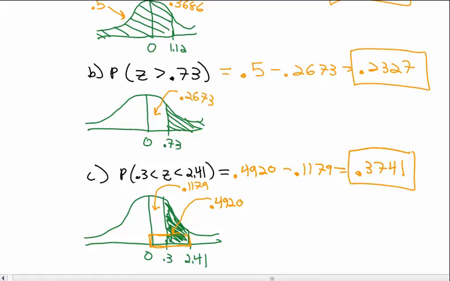So the probability that we're between 0.3 standard deviations above the mean and 2.41 standard deviations above the mean is 37.41%.